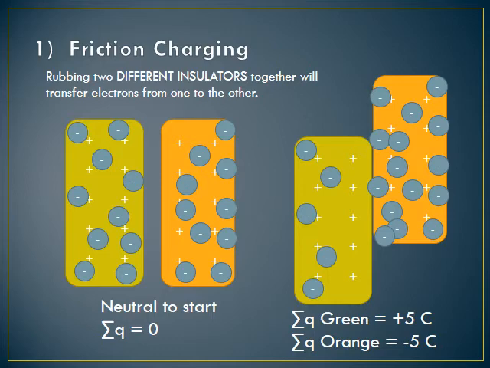However, if you wanted to figure out the sigma charge of those 2 insulators now, you'll notice that green has lost 5 electrons, so we took away 5 negative signs, which means that sigma q is now positive 5 coulombs. The orange one gained those 5 electrons, and so it has 5 extra negatives, which makes the sigma q negative 5 coulombs. Of course, if you add those together, you still get a sigma q of 0, and that's because charge is conserved.